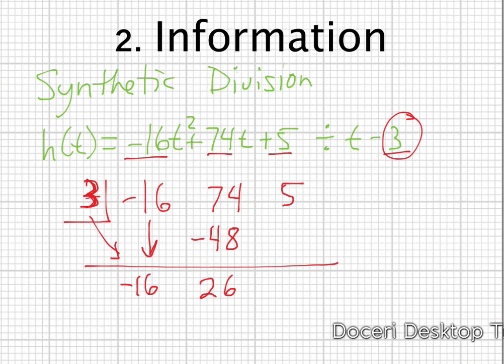And then again, I'm going to multiply 26 by 3. That gives me 78. Then I add 5 and 78, that gets me 83. And there's our remainder. So look at that. Every time, the remainder should be the same. Okay, so we get the same remainder. So that's how you use synthetic division. So I'll do some examples of how to do this.